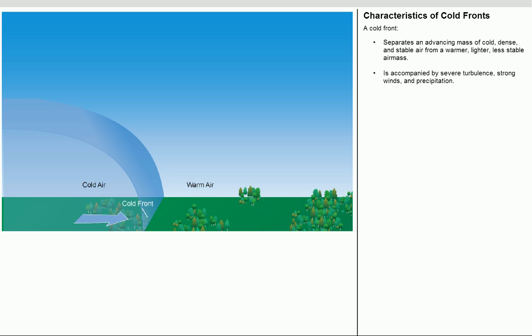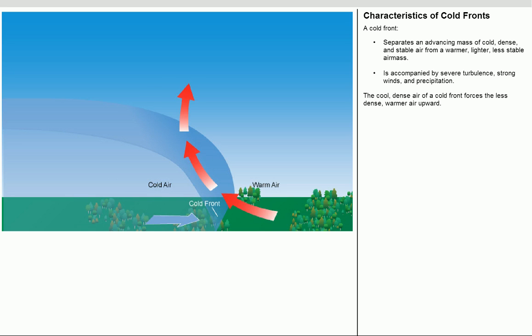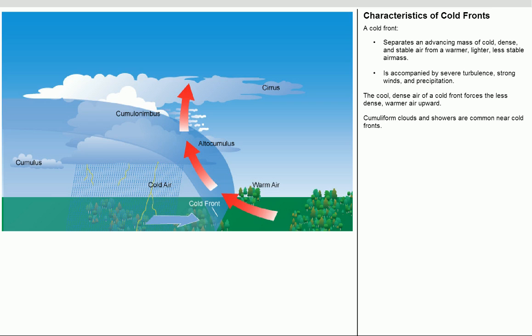The type of front depends on whether the advancing air is cold or warm. A cold front separates an advancing mass of cold, dense, and stable air from a warmer, lighter, less stable air mass. A cold front is accompanied by severe turbulence, strong winds, and precipitation. The cool, dense air of a cold front forces the less dense, warmer air upward. Cumuliform clouds and showers are common weather developments near cold fronts.